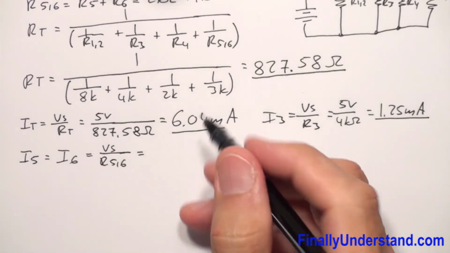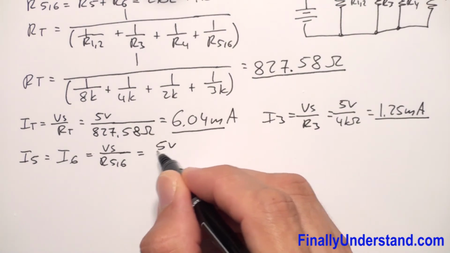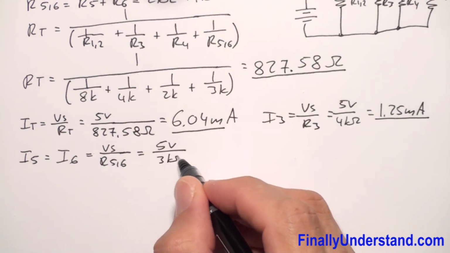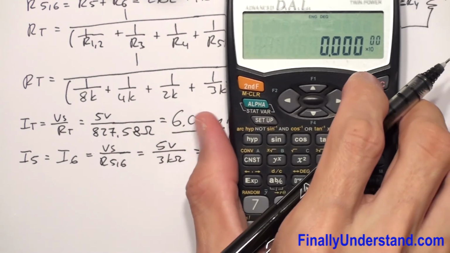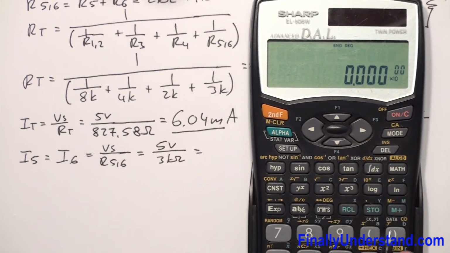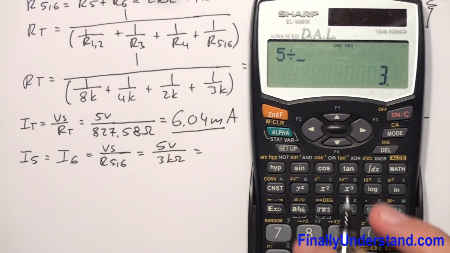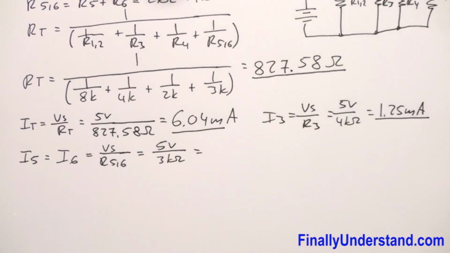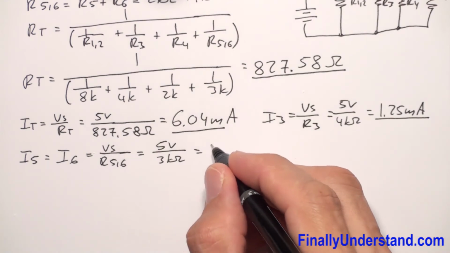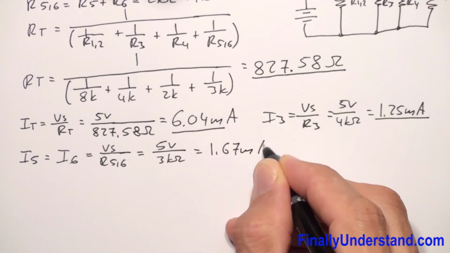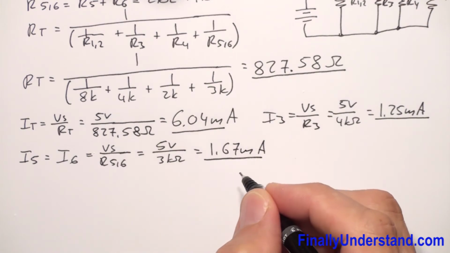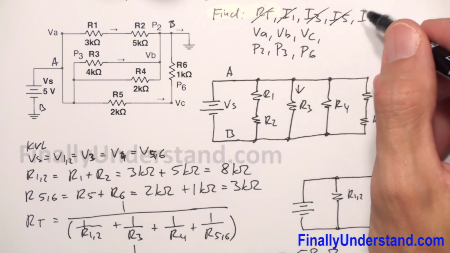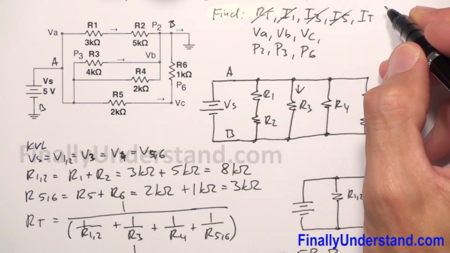You're supposed to divide by the total resistance of these two. So the voltage source is 5 volts over R56, 3 kilo ohms. This is equal to 5 divided by 3 times 10 to the power of 3, which is equal to 1.67 milliamps. So this is my I5. So we found I3, we found I5, and we found also I total.